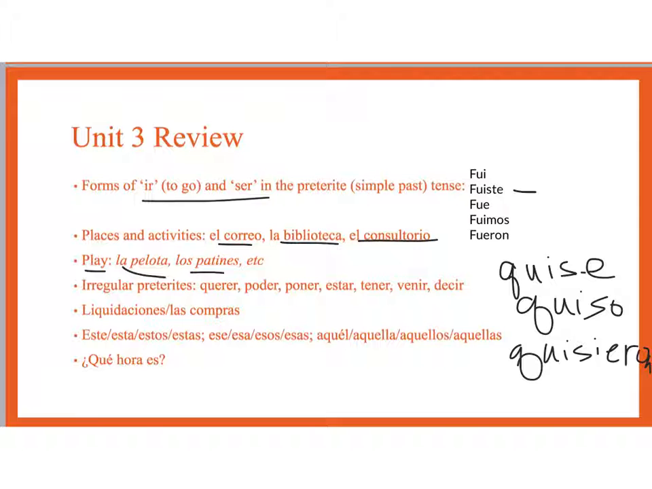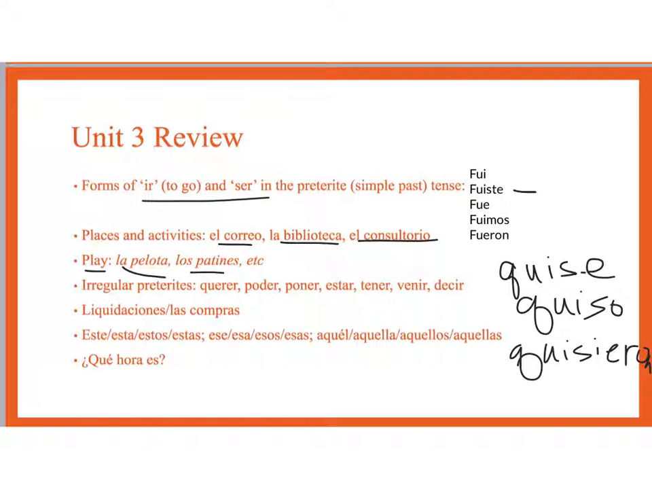Yo quise, usted, él, ella quiso, nosotros quisimos, ellos, ellas quisieron, ustedes quisieron. All right, so it follows the same patterns of any other verb as far as which forms are the same. Ellos, ellas, ustedes is always the same, and él, ella, usted is always the same.